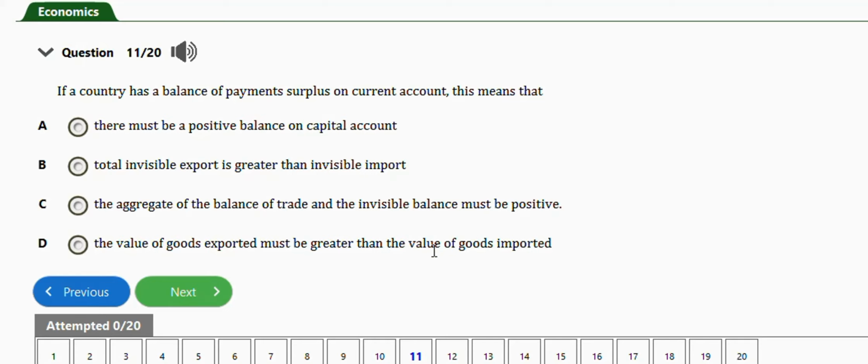The value of goods exported must be greater than the value of goods imported. So the right answer is option A, D. Okay, the value of goods exported must be greater than the value of goods imported. So that's the right answer to this question. The next question is this.